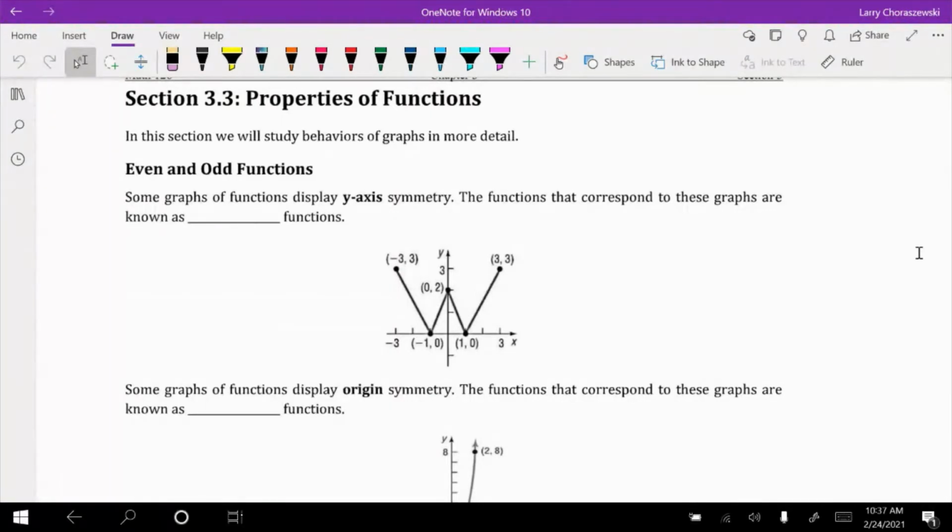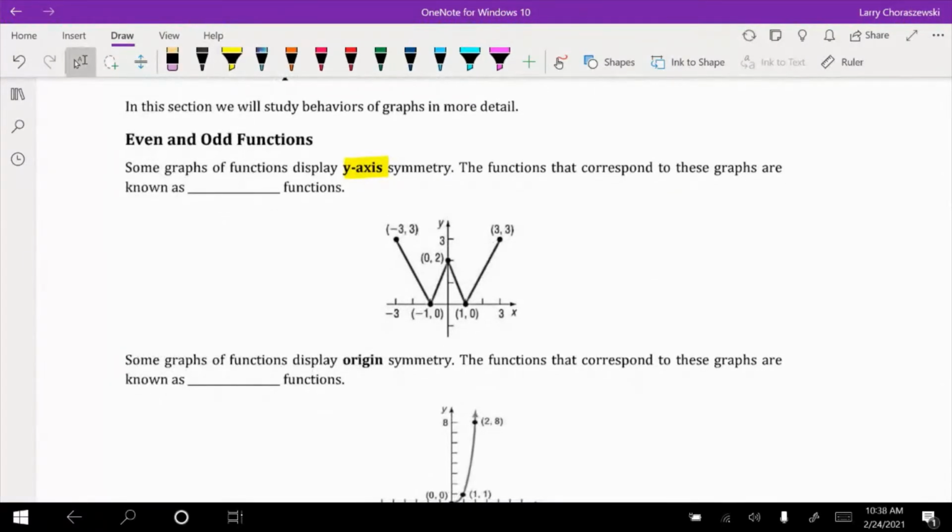Let's start with a function whose graph has y-axis symmetry, as you're seeing below. The axis of symmetry here is the y-axis, and the part to the right of it is a mirror image of the part to the left of it. Functions that have y-axis symmetry are known as even functions.